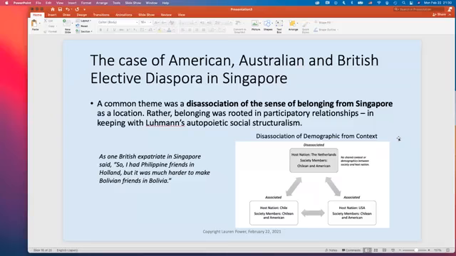Another common theme was disassociation of the sense of belonging from Singapore as a location. Rather, belonging was rooted in the participatory relationships. And this is going back to that theoretical model of social structuralism. You can see here what that disassociation looks like. As one British expatriate said in Singapore, "So I had Philippine friends in Holland, but it was much harder to make Bolivian friends in Bolivia," talking about the commonality of disassociation that's so important in forming expatriate society.